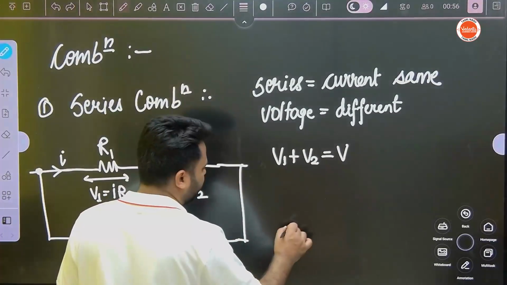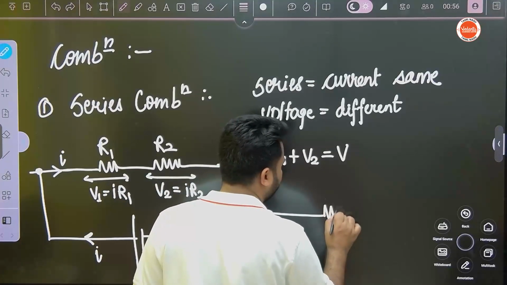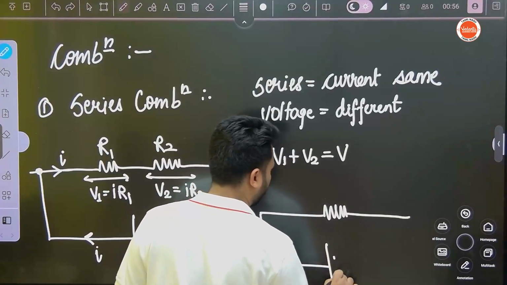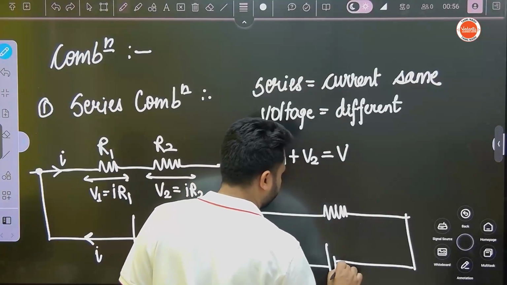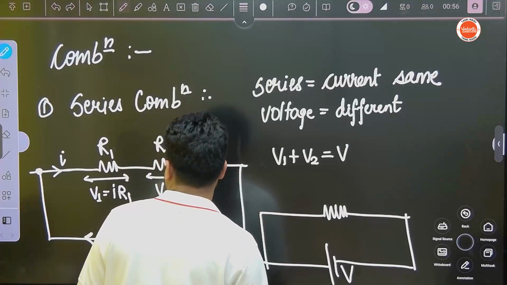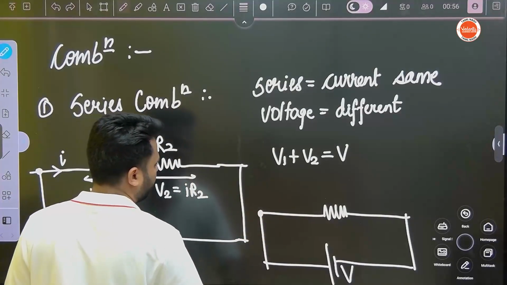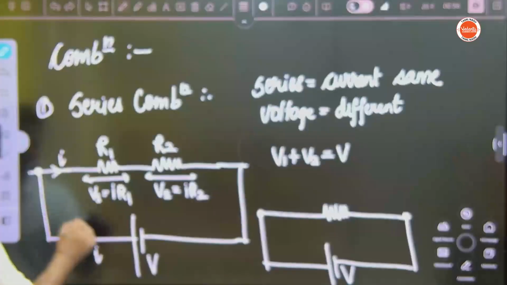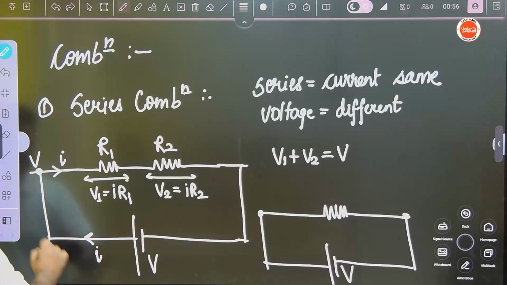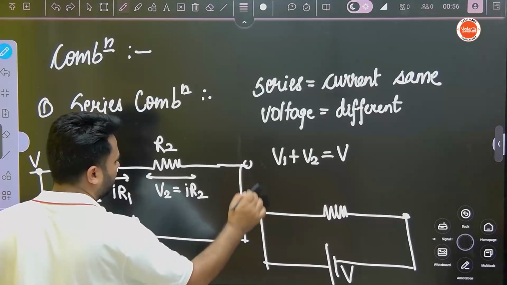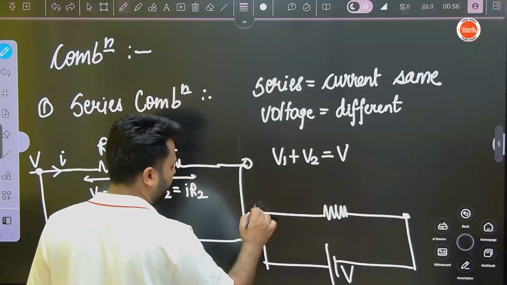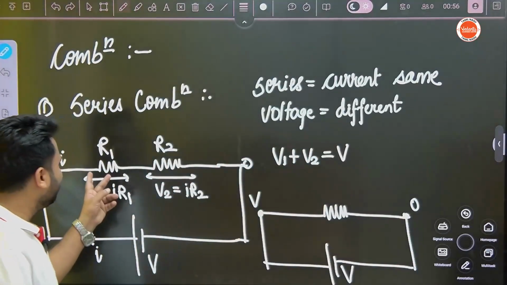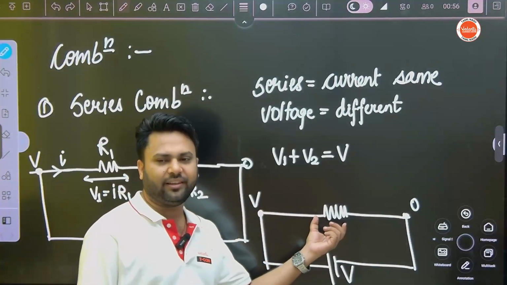If I replace this arrangement by a single resistor, everything same. Voltage V, this point is same, this point is same. So what is the potential of this point? V. What is the potential of this point? 0, 0, 0. Similarly here, what is the potential of this point? V, 0, 0, 0. Just we are replacing these two resistors by a single equivalent resistor.